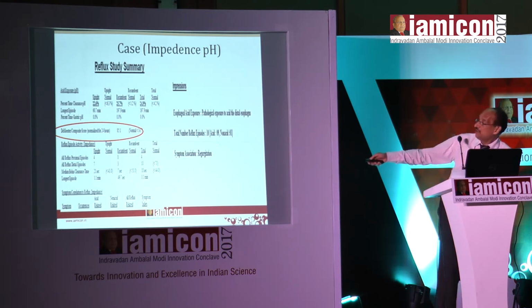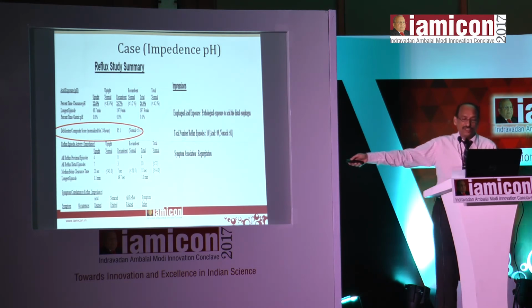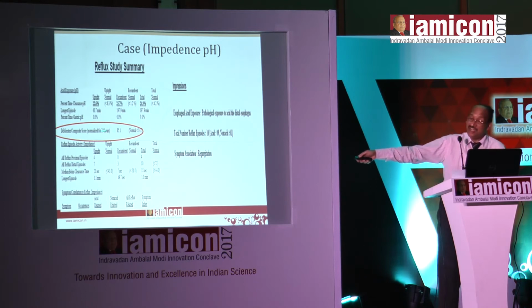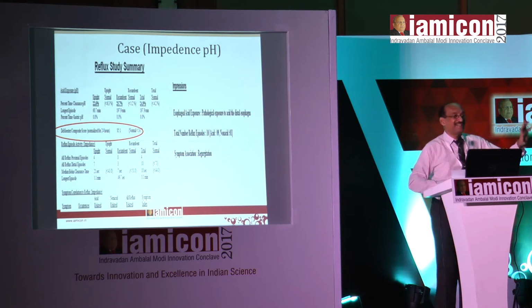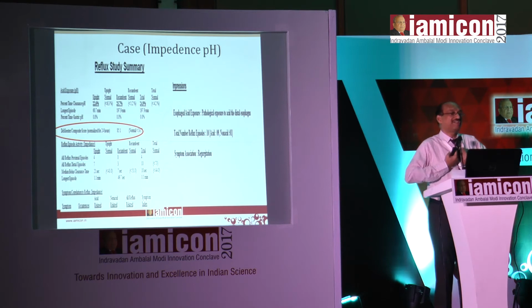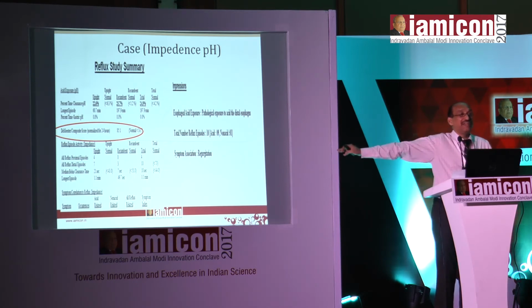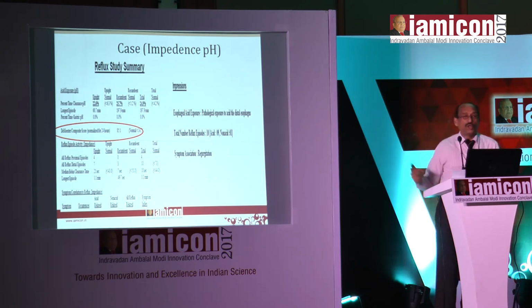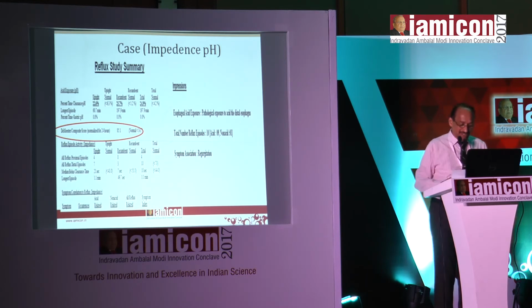The DeMeester score was given by a gastroenterologist in the US, and it is called the composite score. Here in this gentleman, it is 85. It has to be 14.7. It just calculates how much acid is coming up and how long it is staying in the esophagus. So this is very useful when you're doing an impedance pH study. This one had a score of 85, very high. It has to be below 14.6.